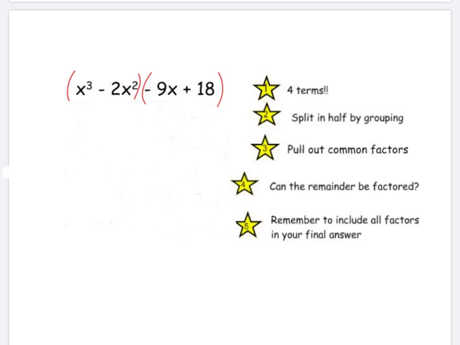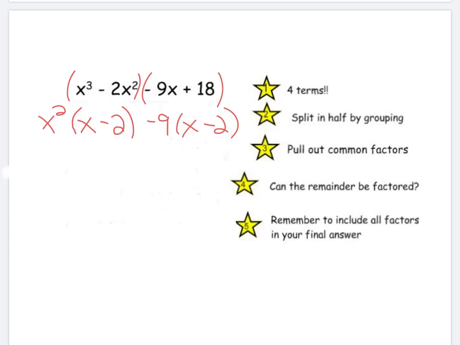So I have x cubed minus 2x squared. The biggest common factor that I could take out would be x squared. If I take x squared out of x cubed, I'm left with x. And if I take x squared out of minus 2x squared, I'm left with minus 2. I want the other one to be x minus 2, so the factor that I'm going to take out would be negative 9. So I'd be left with x minus 2 on the inside.